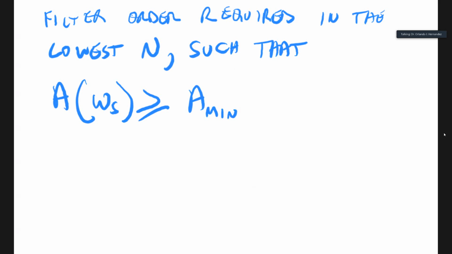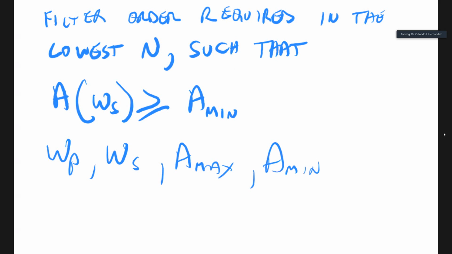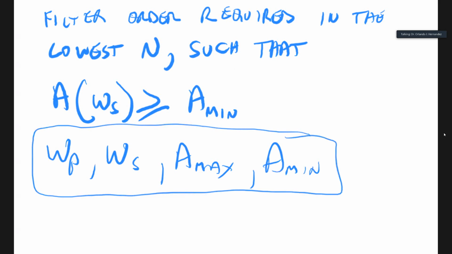Remember that we're going to be given WP, WS, and those two define how fast we need to transition from the passband to the stopband, and we're also going to be given A max on the passband and A min on the stopband. So that's all you get from a system perspective. And now you have to come up with your equation.